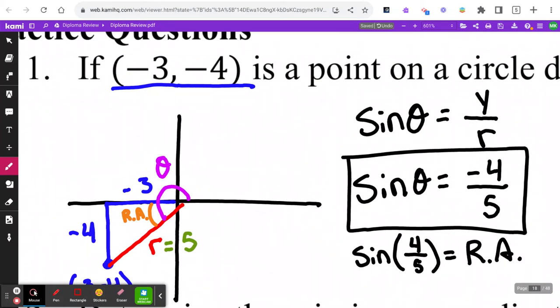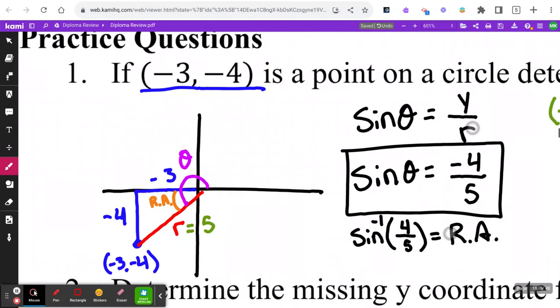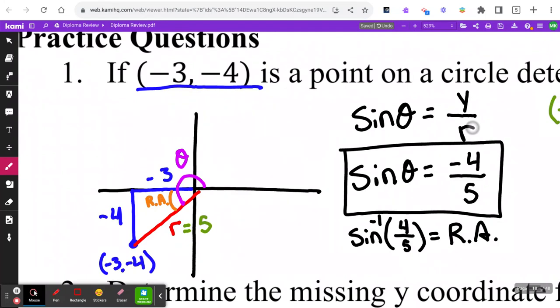Sorry, not sine, inverse sine. Should you be in radians? Let's do degrees because then I don't have to do radians. Should you ever be in radians? If it says radian mode or you look at all your answers and they're all in radians, then you should do radians. Like this question, we're just going to say it says degrees. But if it said radians, then I'd have to do radians.